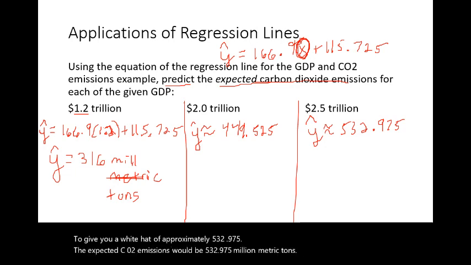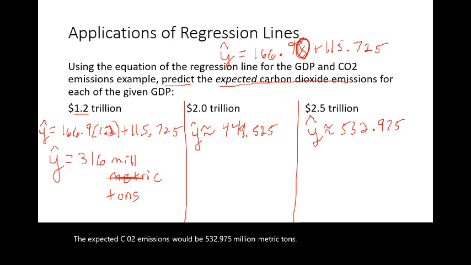Now keep in mind these are what are expected. Remember, there can be differences between what we expect their CO2 emissions to be and what their actual CO2 emissions would be. That is called a residual. That gap between the observed y value at the point and the predicted y value on the line.